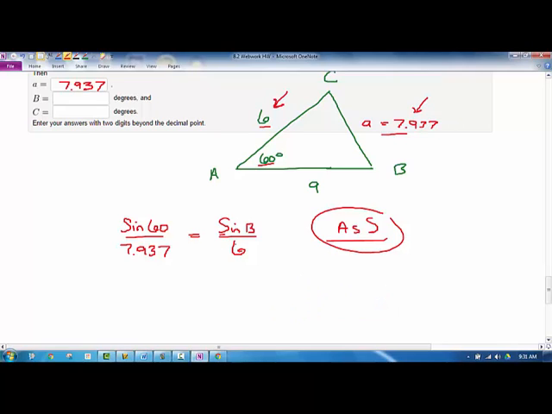So cross multiply and solve for B, and you get 40.89. And now just do 180 minus these two, and you get what's left over, which is 131.17. And it should make sense that my biggest angle is across from my biggest side here. I'm sorry, I used the wrong two angles. It's 180 minus 60 minus the B angle, and that gives you 79.11.